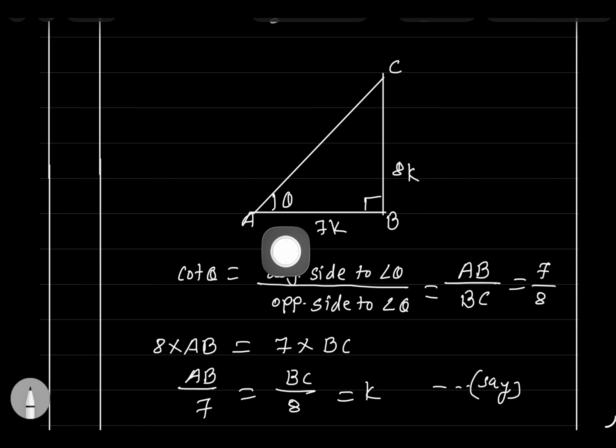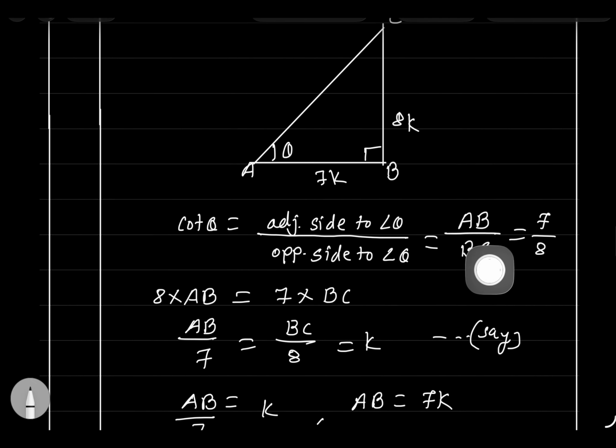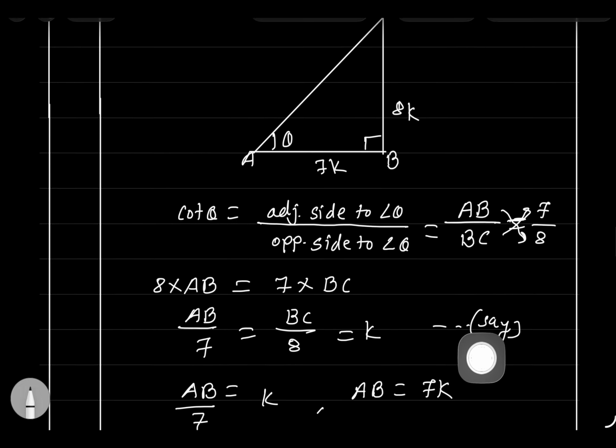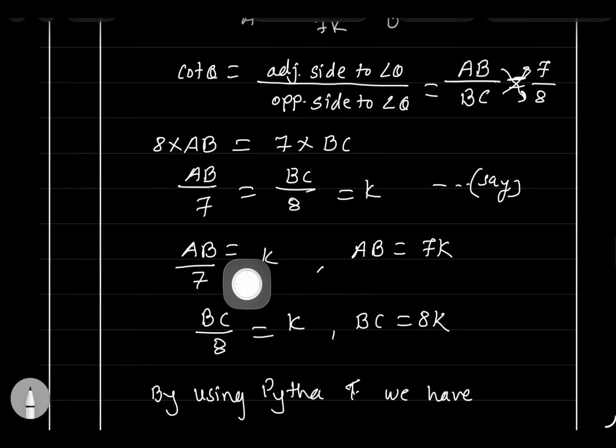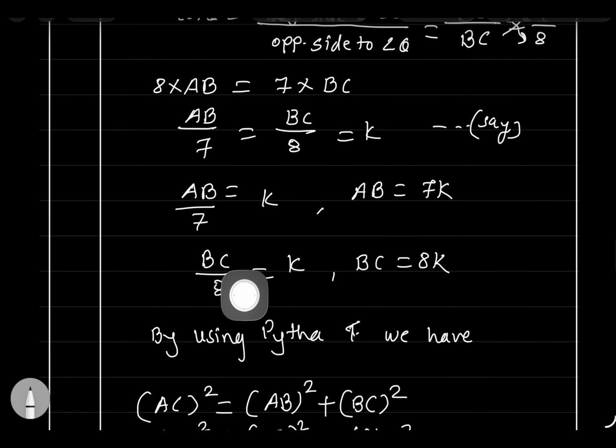Here theta has the adjacent side AB upon the opposite side BC equal to 7 upon 8. So, cross multiplication: 8 into AB equals 7 into BC. So AB upon 7 and BC upon 8 equal K. If AB upon 7 equals K, then AB equals 7K, and like this BC upon 8 equals K means BC equals 8K.